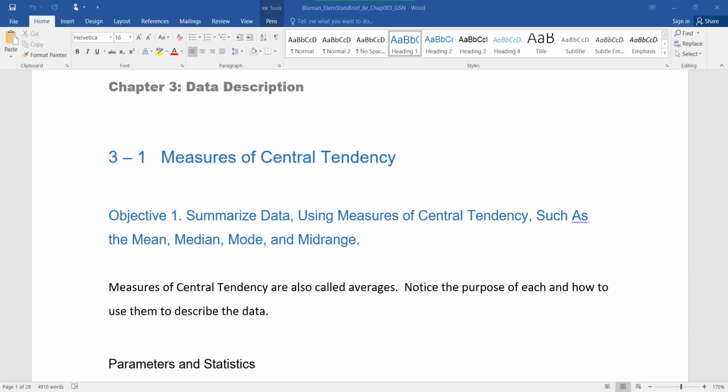All right, so we're going to be in chapter 3, which is just data description. So it's going to be basically analyzing data a little bit more than just looking at data. The first topic is just measures of tendency, which is your mean, median, mode, mid-range, and range. Those are just to name a few.